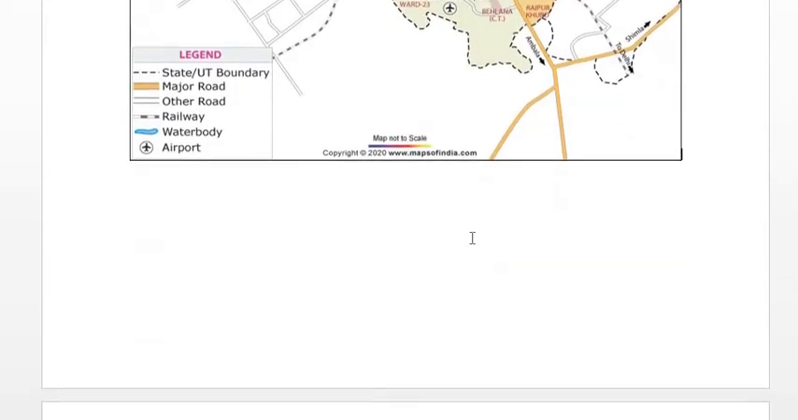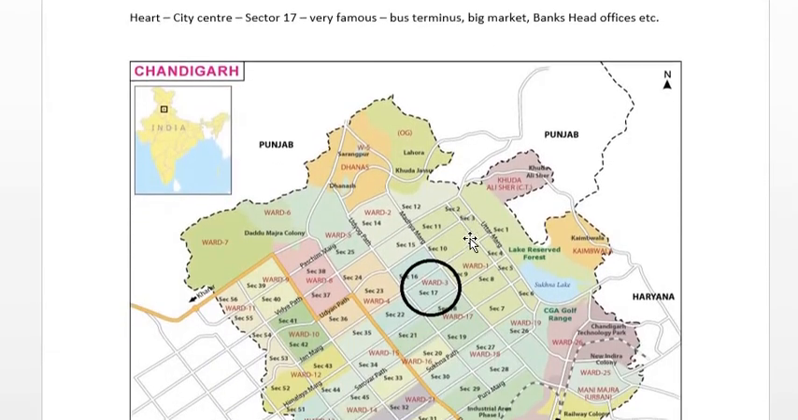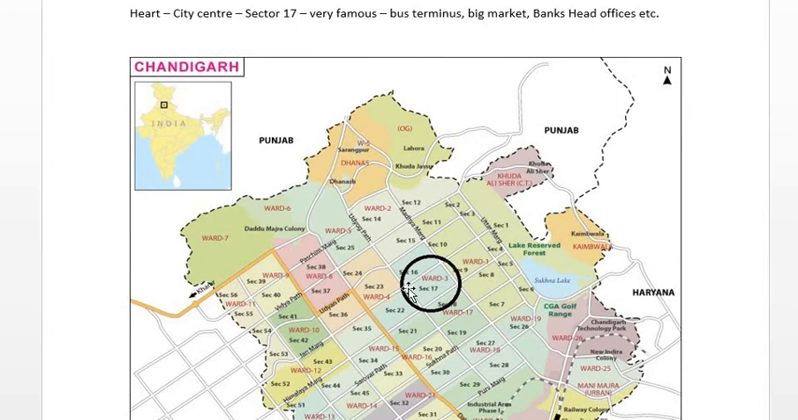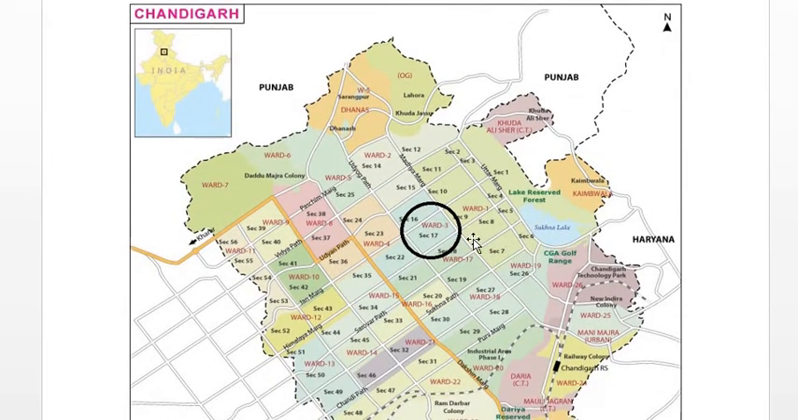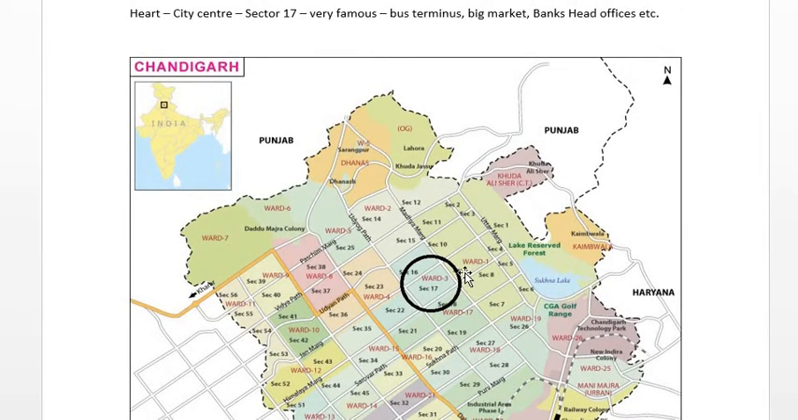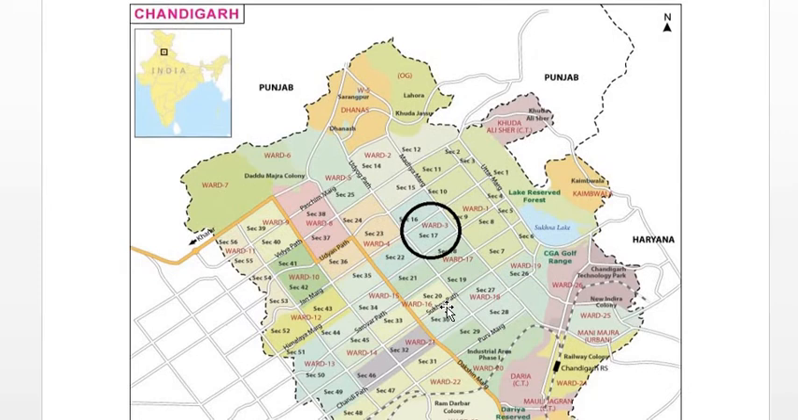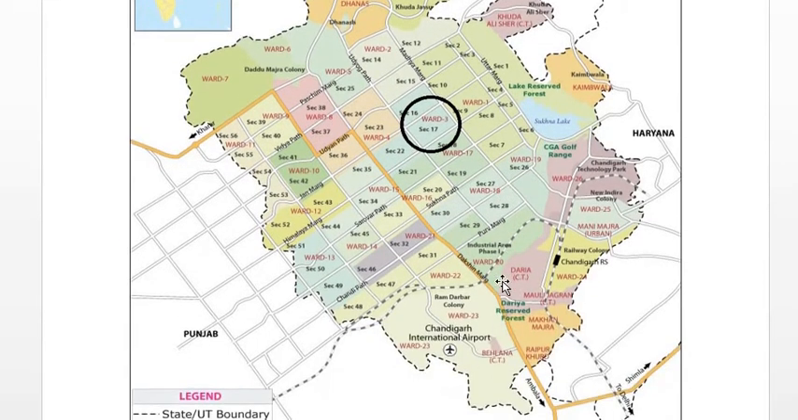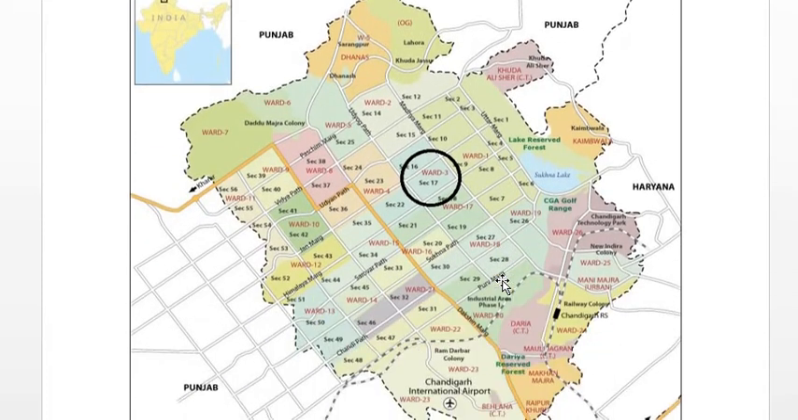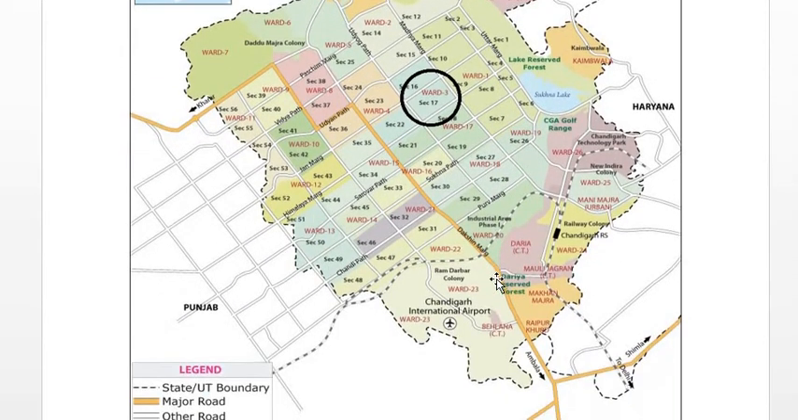Now coming on to the heart of the city. The heart of the city is sector 17. As you can see, it is rightly situated at the center of the city, and it is famous for the head offices of many banks, and for major commercial and congregational activities. It also contains the bus terminus, so all the major bus routes converge into sector 17. So sector 17 represents the heart of the city.